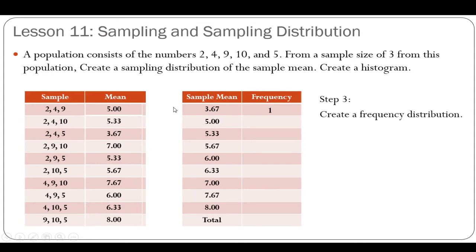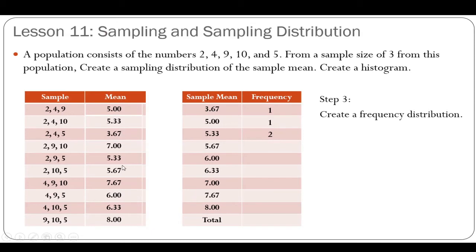So, isa lang. Isa lang din. Next, 5.33. Ito yung isa. Ito rin yung isa. So, ilan kaya? Dalawa. Very good. How about the next one?